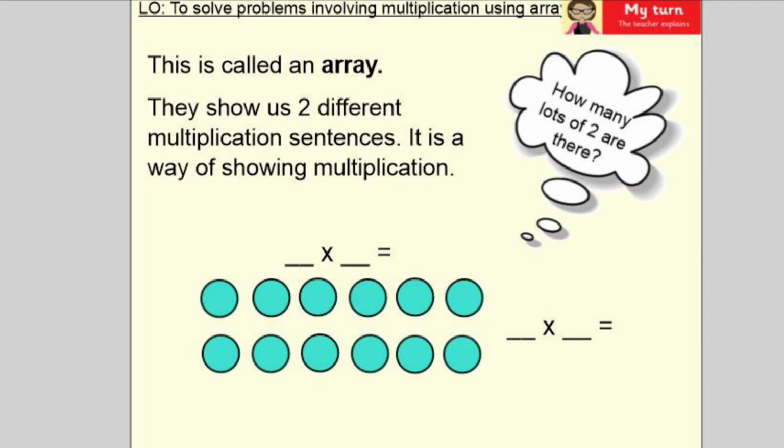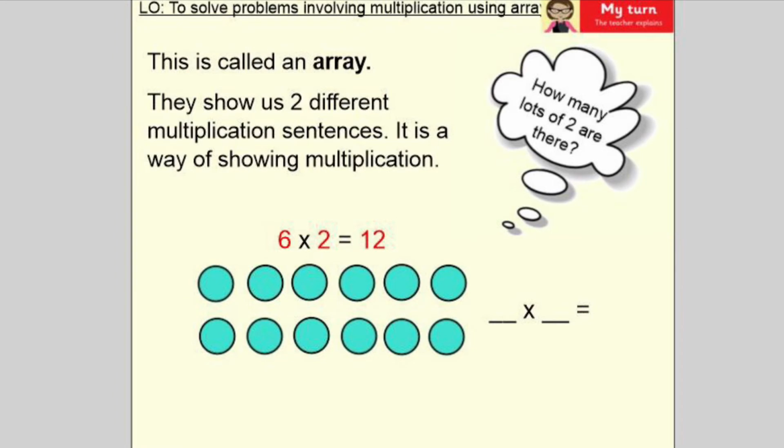So our first multiplication sentence is going to be 6 times 2 equals, and then we can count in our 2's 6 times to figure out the answer. 2, 4, 6, 8, 10, 12. So 6 times 2 is 12. Let's fill that in now.